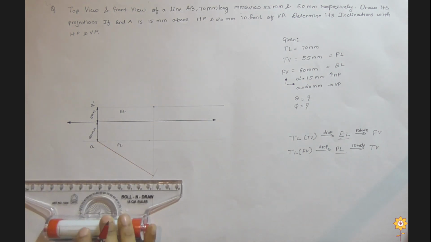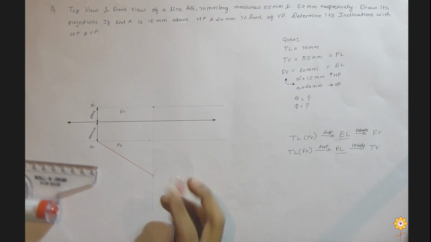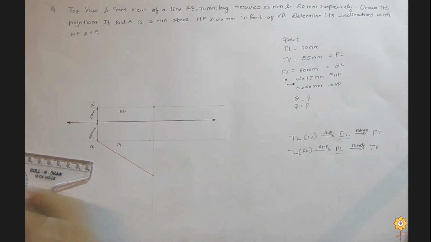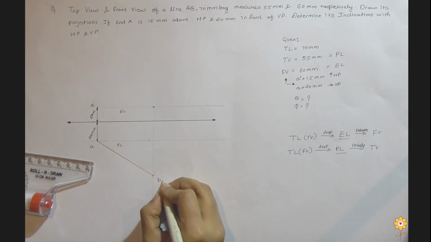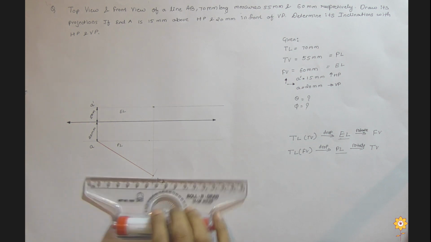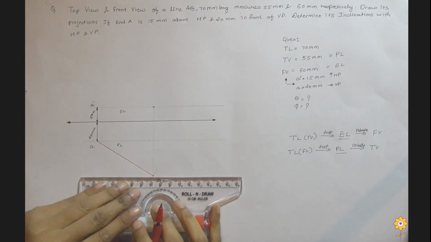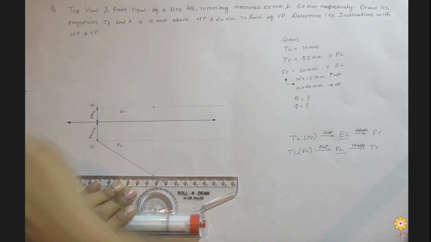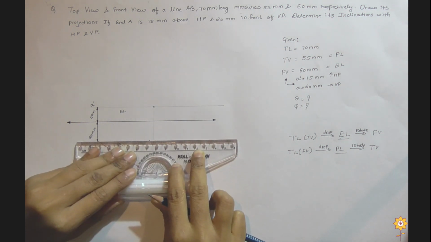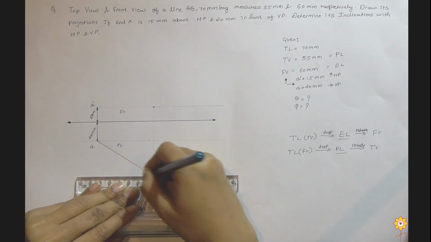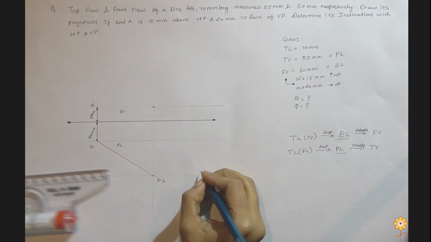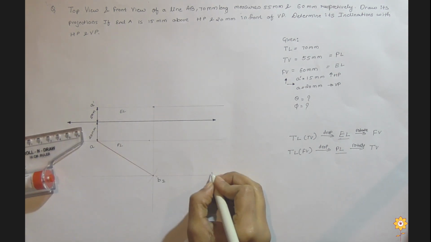and I would join this line till here. Once I have this line, this is my first point. So this is the true length. This is A, so I'll name this B2. And once you get the point, we should draw our locus line. So this would be my locus of B.